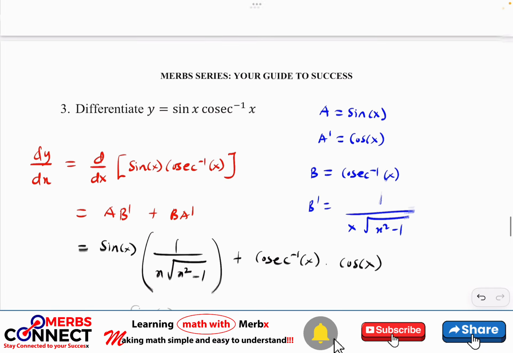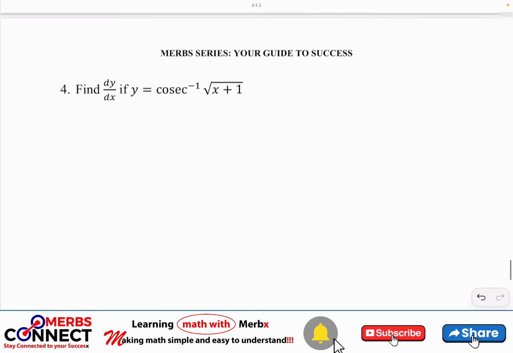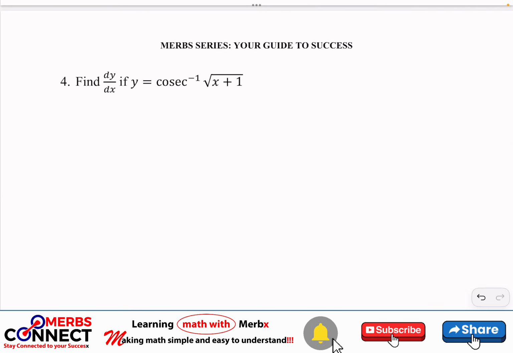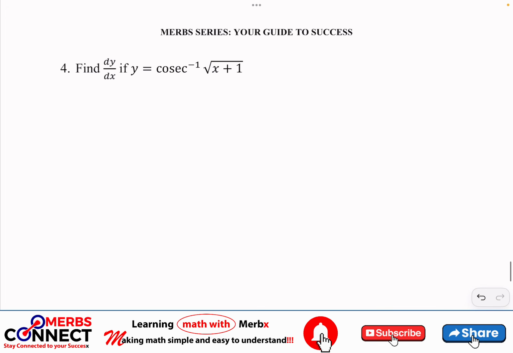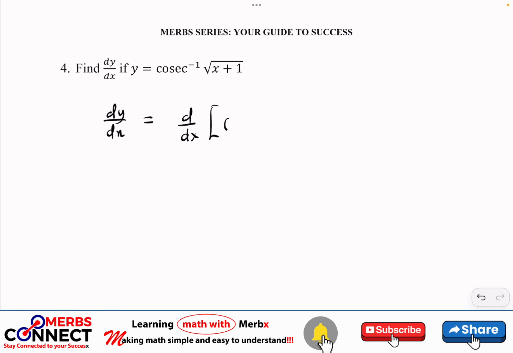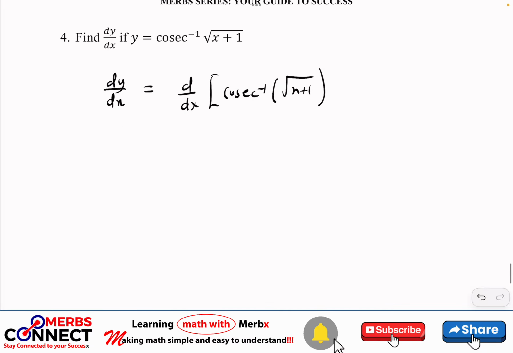Also very simple here. So let's do the last question, and then we are done going through all the trig inverse functions, and then we see what is up for us to do in the next video. So let's go through quick. d over dx of cosecant inverse of square root of x plus 1. Let's use the general one.